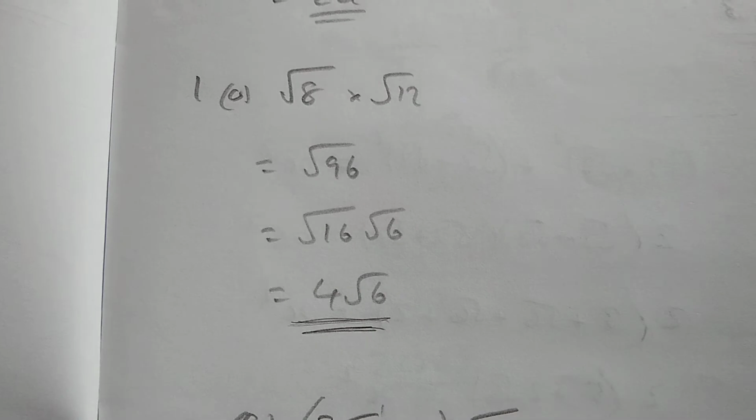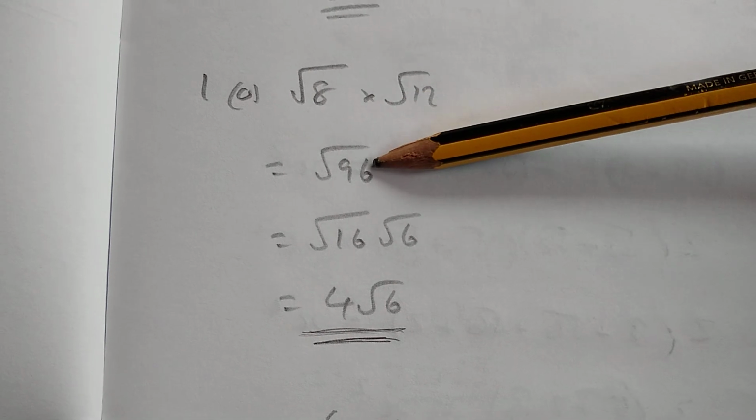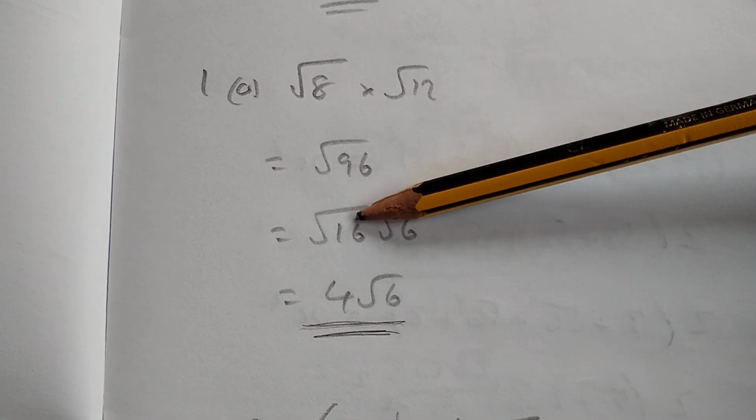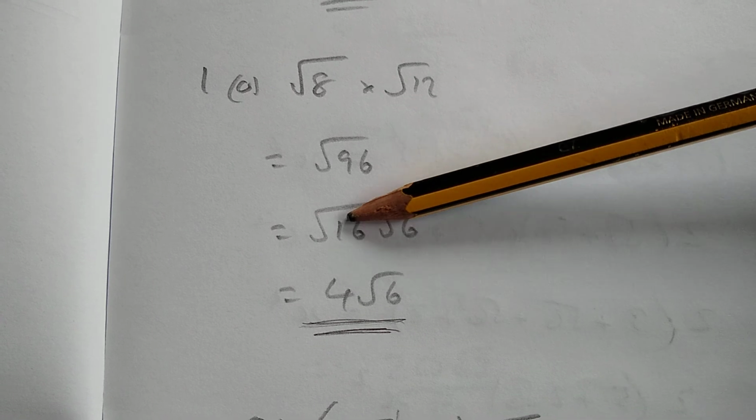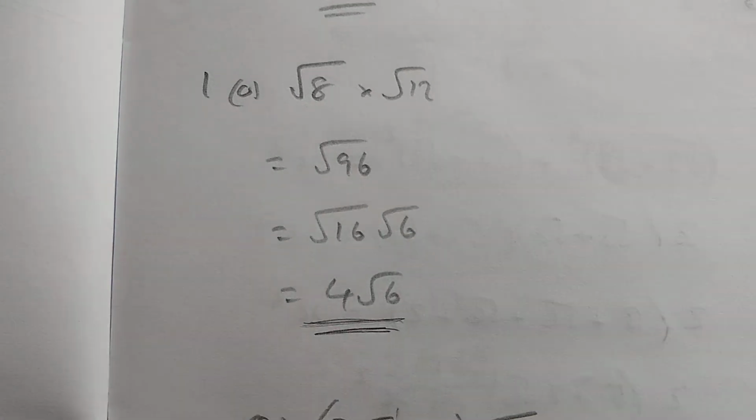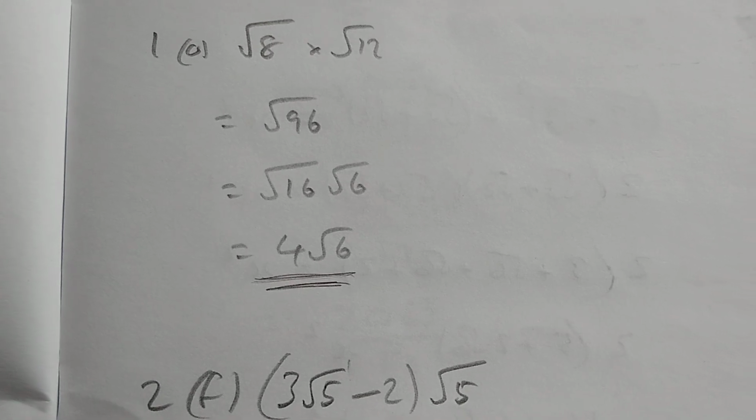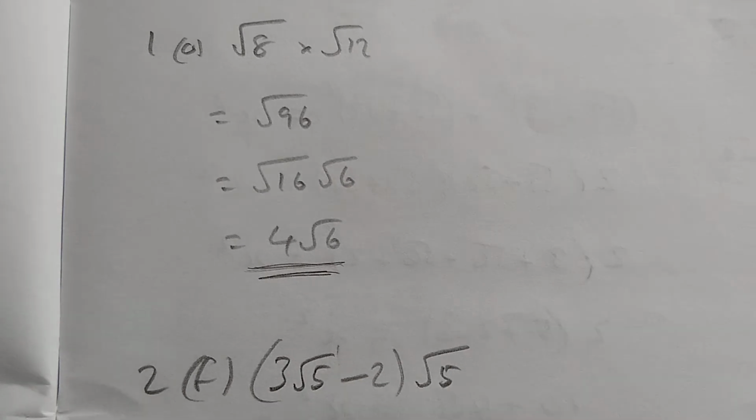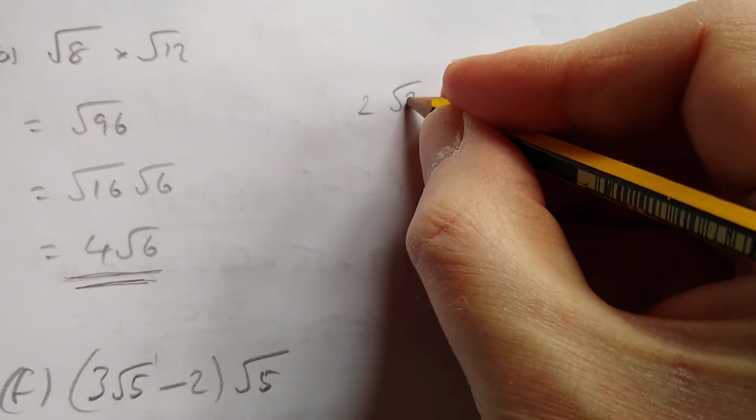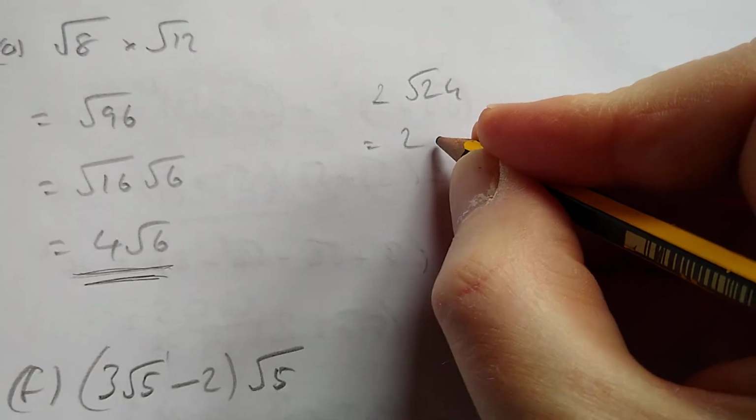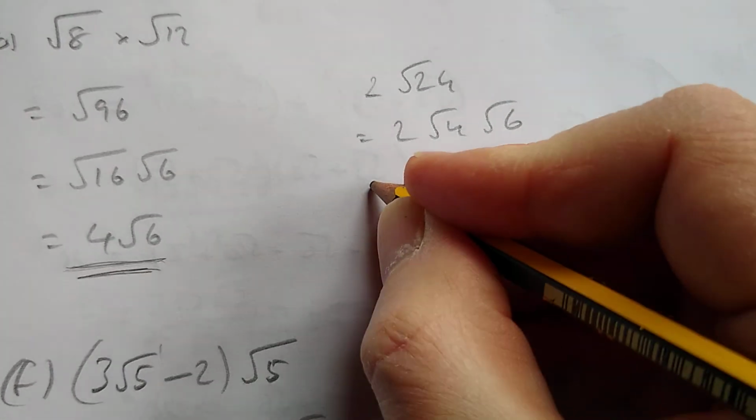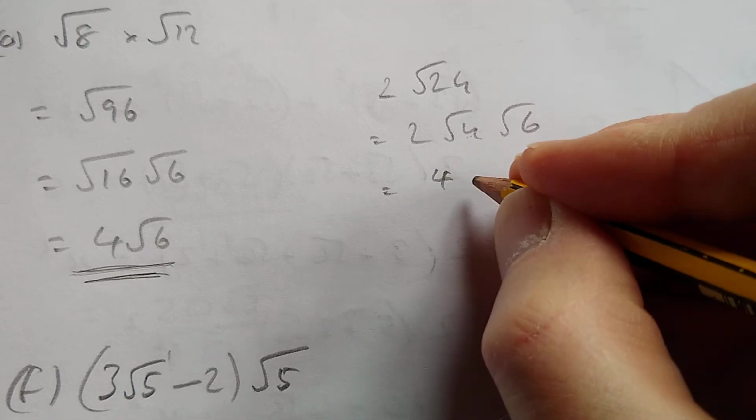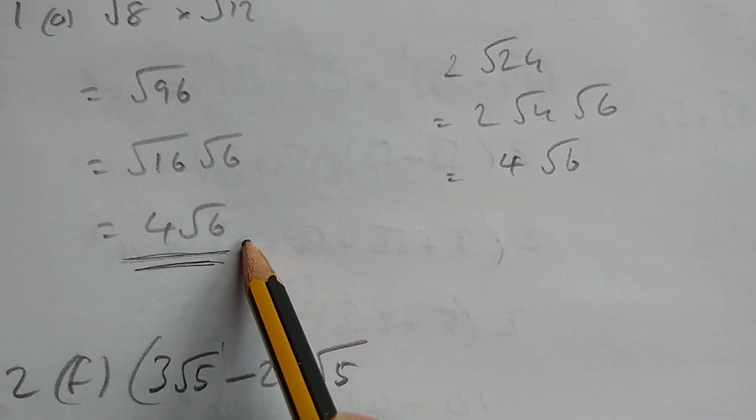Root 8 times root 12, so that's root 96. Again, we're looking for the largest square number that goes into 96. So 16 sixes are 96, and the square root of 16 is 4, so 4 root 6. You might have 2 root 24. If you do 2 root 24, let's just write that down in case you do. That'd be 2 root 4 root 6. So square root 4 is 2, so we've got 2 times 2, which is 4 root 6, which is just the same answer there.